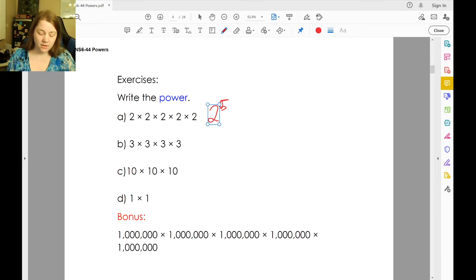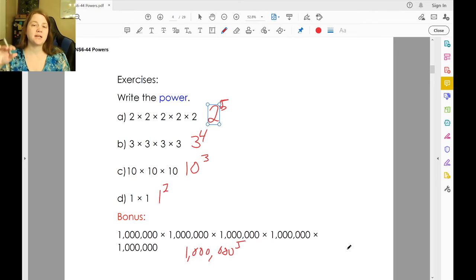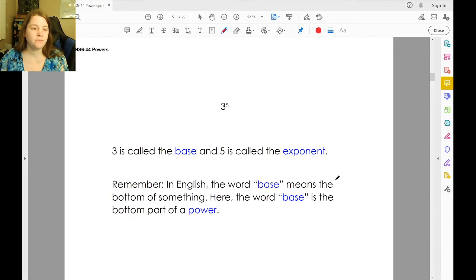Welcome back. Letter B, 3 times 3 times 3 times 3 is 3 to the 4th power. Letter C, 10 to the 3rd power. Letter D, 1 to the 2nd power. The bonus is 1,000,000 to the 5th power. Make sure that power, that exponent, is up in the top right corner. You don't want to confuse it for a whole number.